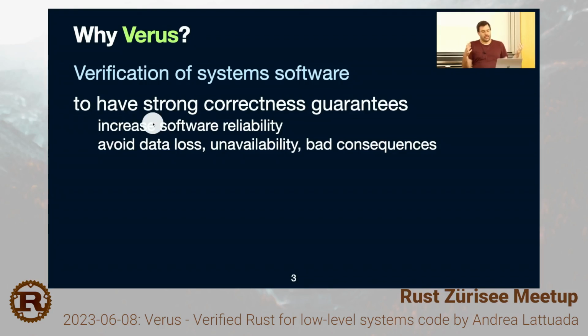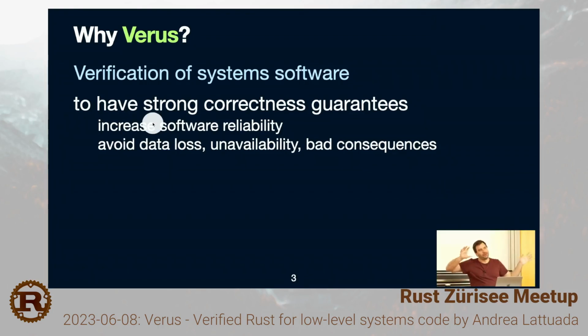The context is that of all of the people on the first slide that you saw, a lot of them have been thinking about verifying system software as a way to have strong correctness guarantees. This is kind of the same goal as testing, but hopefully stronger. And as usual, like avoiding data loss and availability of bad consequences.